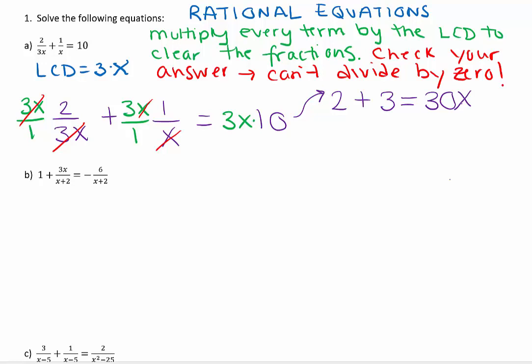This is now something we can solve. We can combine like terms and get the x by itself. 2 plus 3 is 5. I divide by 30, and 5/30 reduces to 1/6.